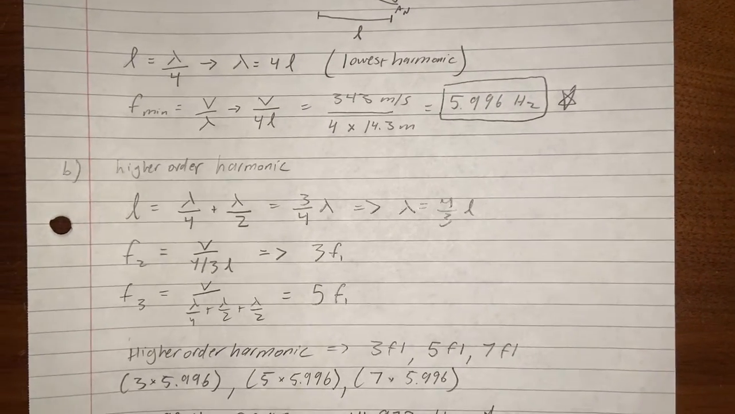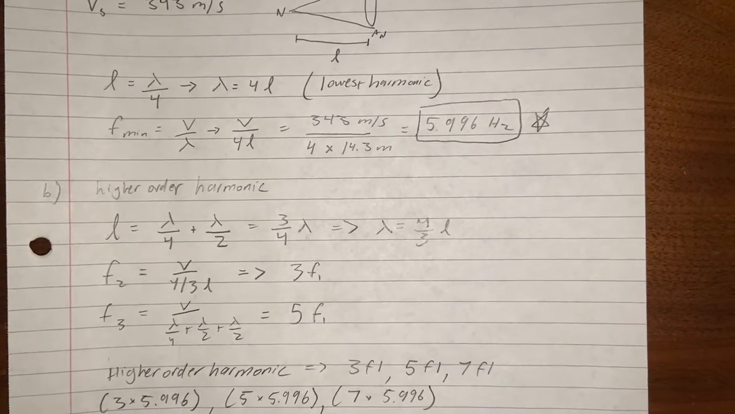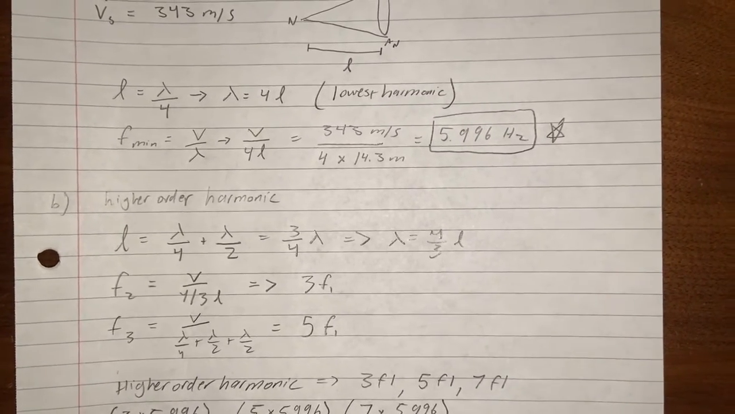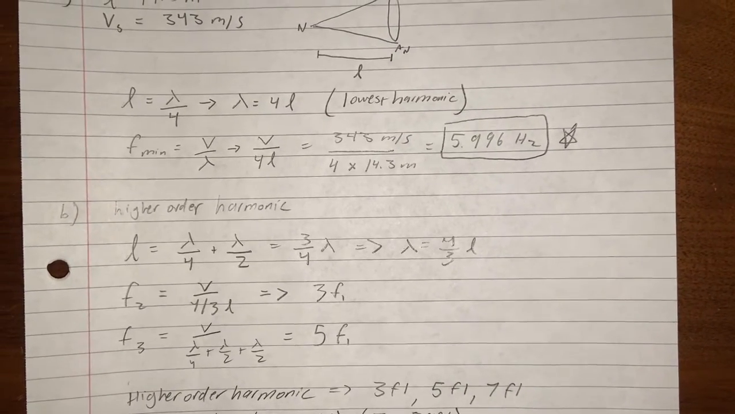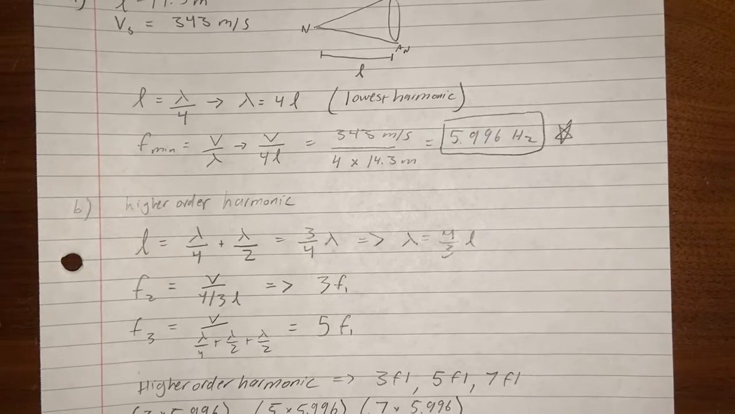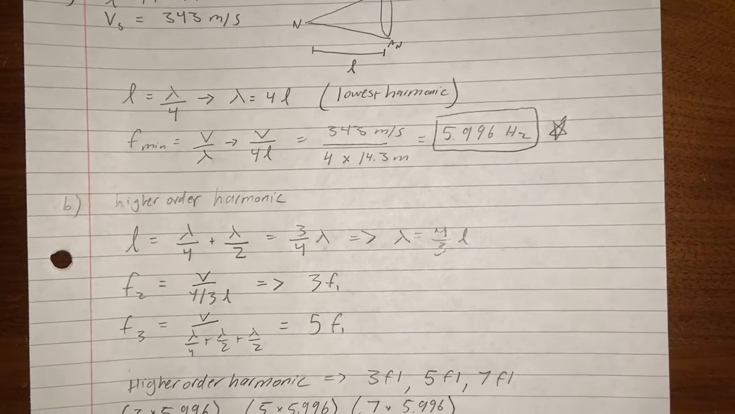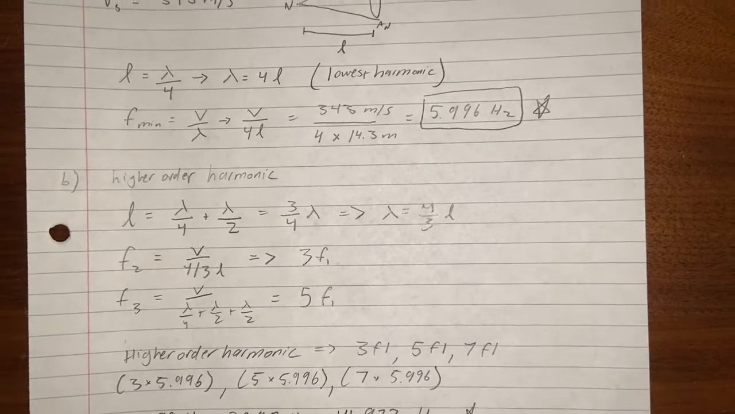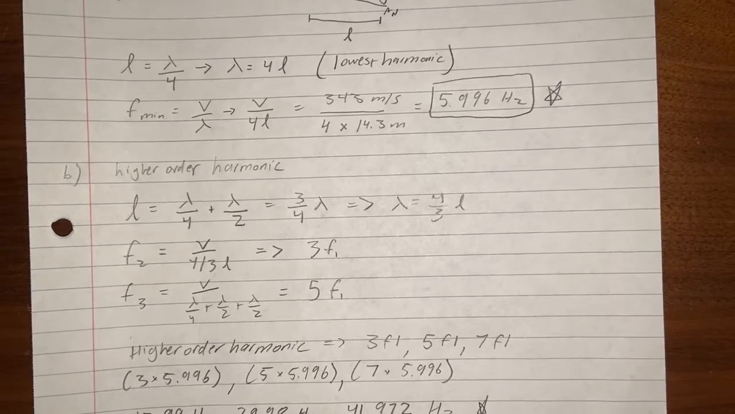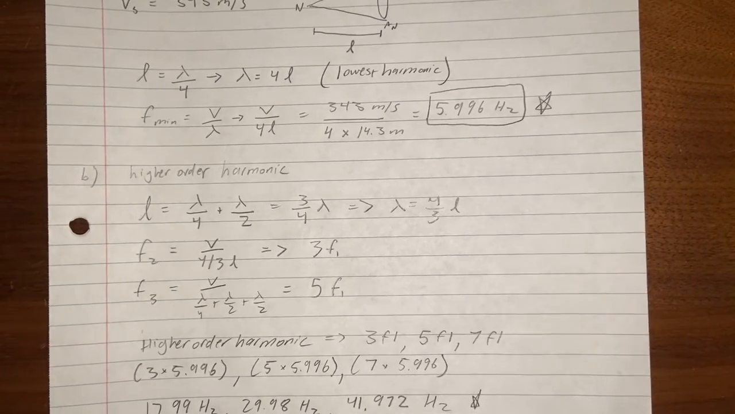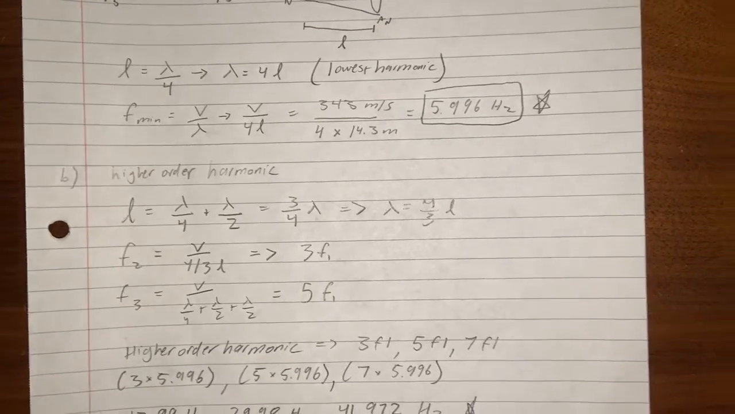However, it is important to note that we will be adding to that initial value for the wavelengths. Previously we found that the length of the hallway is equal to lambda over 4. Now, since we are dealing with more harmonics, we will be adding lambda over 2, which gives us that lambda is equal to 4 over 3 times L, the length of the hallway.